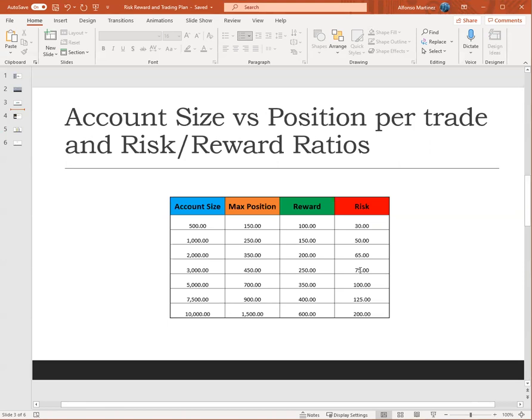What is never going to change is the 2.5 and the 15% that I mentioned. 15% of your total account is the maximum position, and 2.5% of your total account is the maximum risk that you're taking. But the idea is to scale.